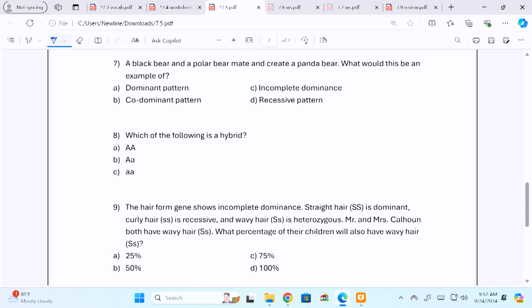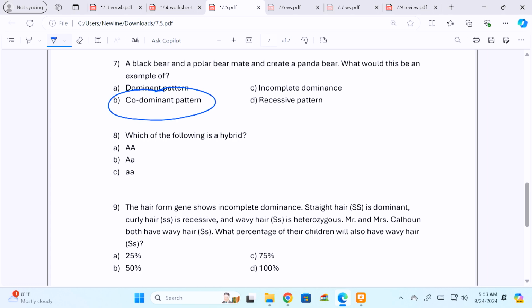Here's 7. 7 says, a black bear and a polar bear mate and create a panda bear. What would this be an example of? So we've got a black bear that's totally black, we've got a polar bear that's totally white, and we're creating a panda bear. Pandas are both black and white. So what type of inheritance pattern would that be? Well, because we're seeing both black and white, that's going to be codominant.